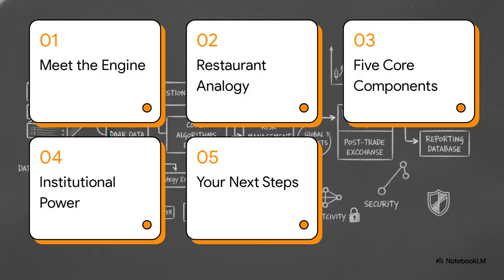So here is our roadmap for today. First, we'll meet the execution engine. Then we'll go over the restaurant analogy. Third, we'll break down Derrick's 5 core components. Fourth, we'll examine its institutional-grade trading power. And finally, number 5, your next steps.